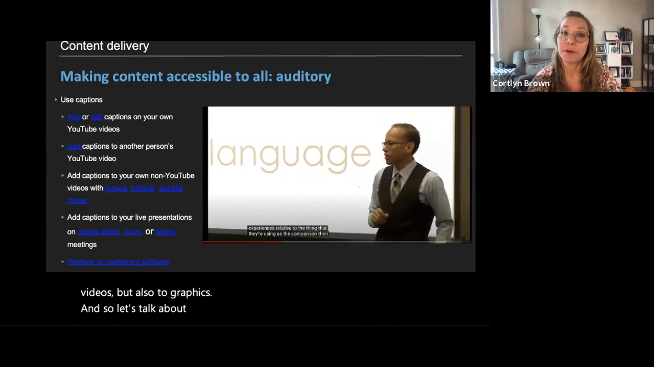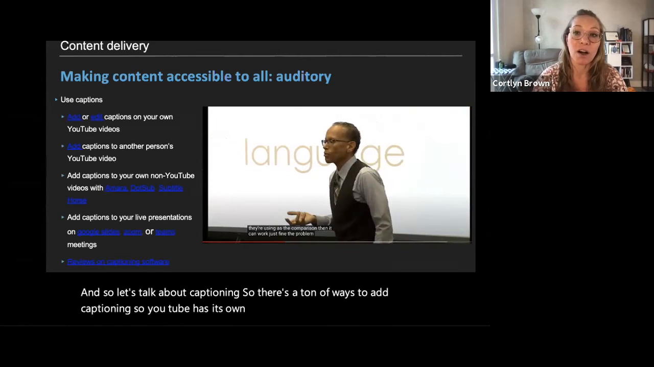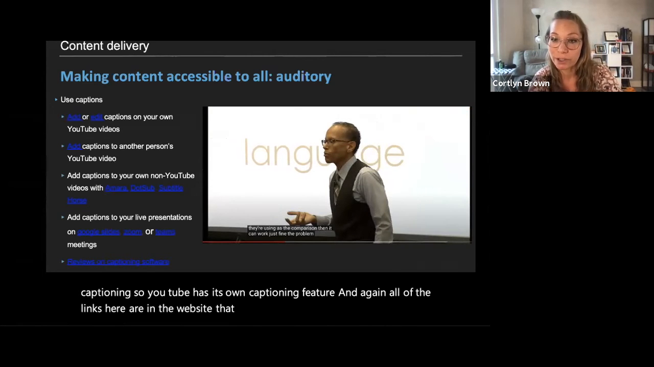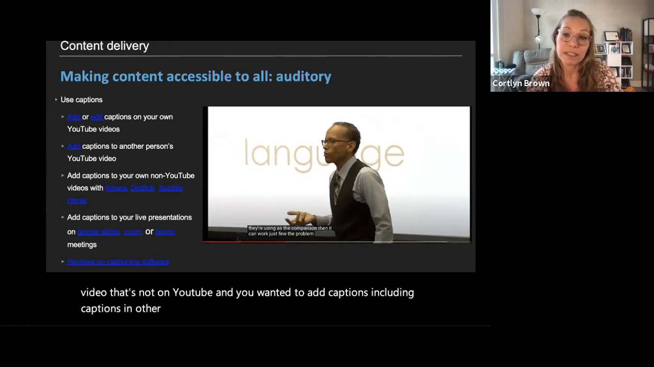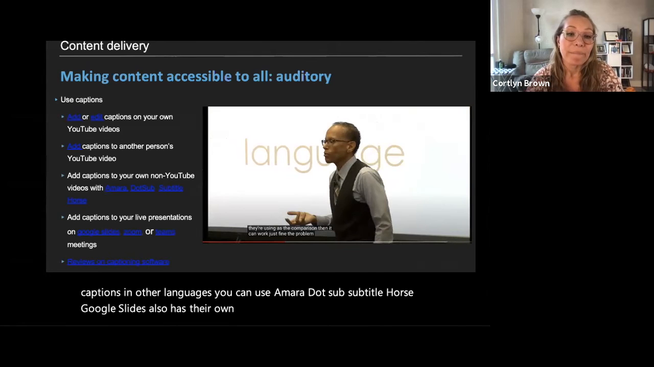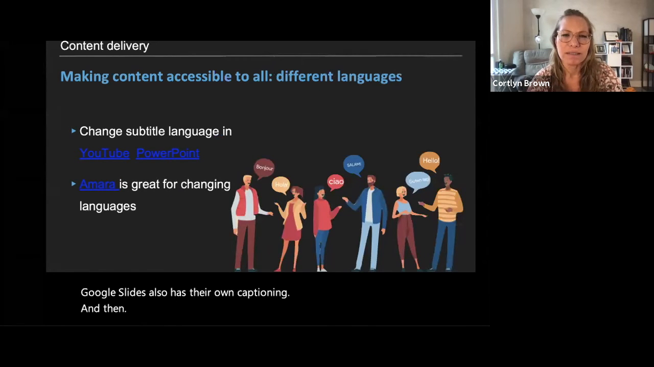So there's a ton of ways to add captioning. YouTube has its own captioning feature. And again, all of the links here are in the website that the QR code took you to. So if you have a video that's not on YouTube and you wanted to add captions, including captions in other languages, you can use Amara, DotSub, Subtitle Horse. Google Slides also has their own captioning. And then, what is this? PowerPoint.